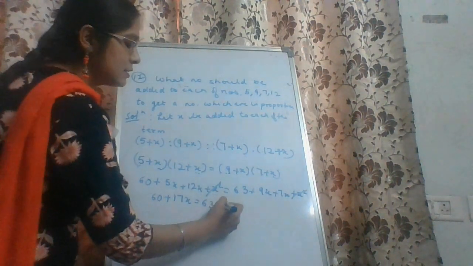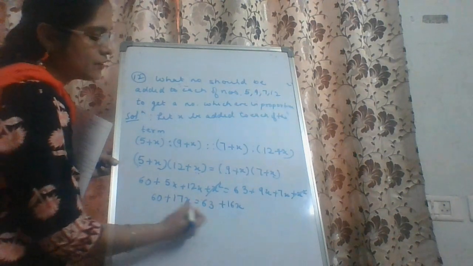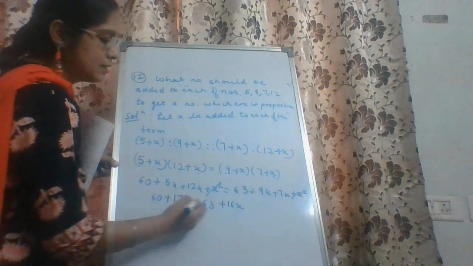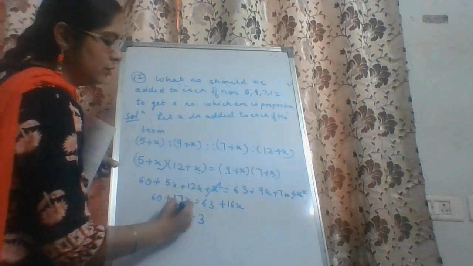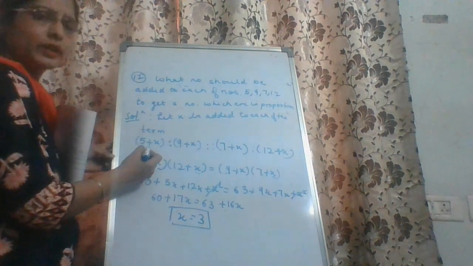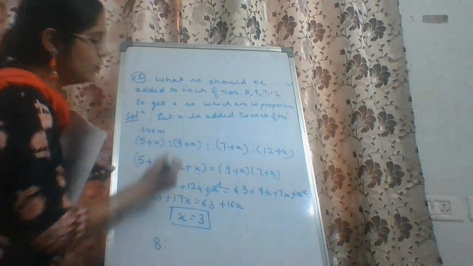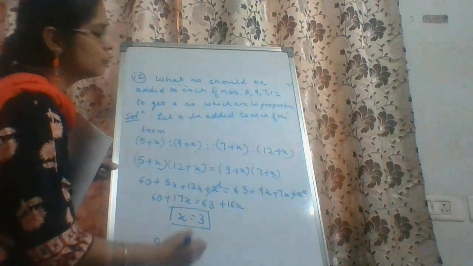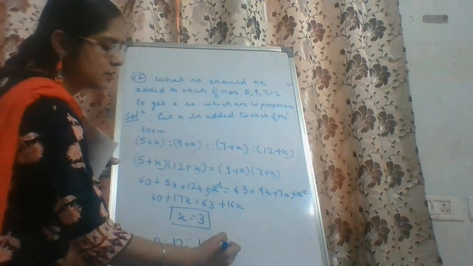plus 16x. Taking x terms on one side, you will get 17x minus 16x, that is x. 63 minus 60 equal to 3. 3 should be added to each of the terms. Let us see what we get after this. 5 plus 3, 8 is to 9 plus 3, 12, proportional to 7 plus 3, 10, is to 12 plus 3, 15.